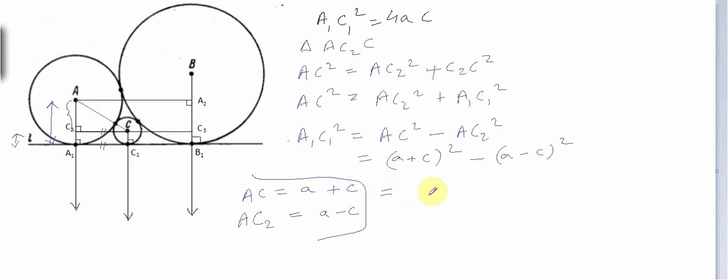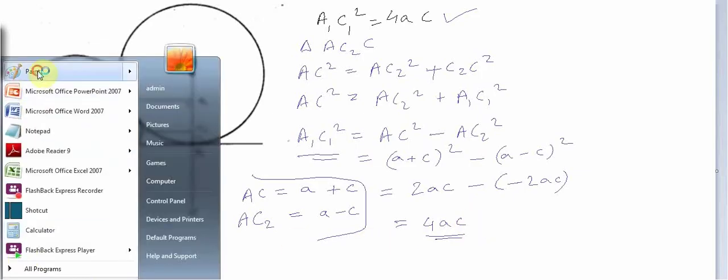So what we will have is A square and C square will get cancelled, and we will have 2AC minus 2AC, which is 4AC, and therefore A1C1 square is equal to 4AC. So the first part is done. Moving on to the next part.